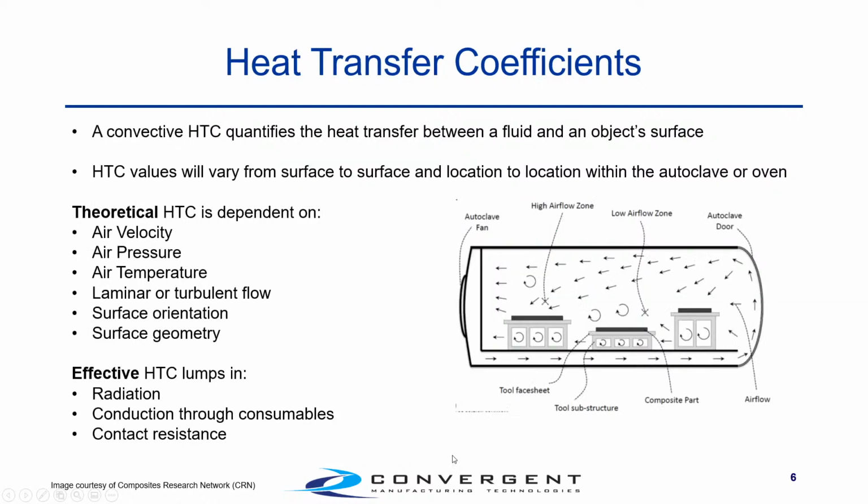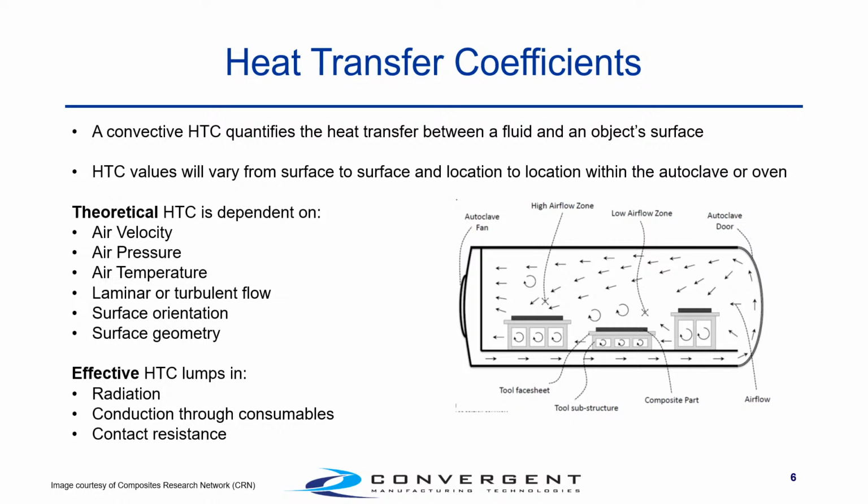A convective HTC quantifies the heat transfer between a fluid and an object surface. HTC values will vary based on the surface or location within an autoclave, and this is because the theoretical HTC is dependent on the air velocity, pressure, and temperature, as well as whether or not it is laminar or turbulent airflow, and then the actual surface orientation and geometry of the parts itself and where it's located within the autoclave or oven.